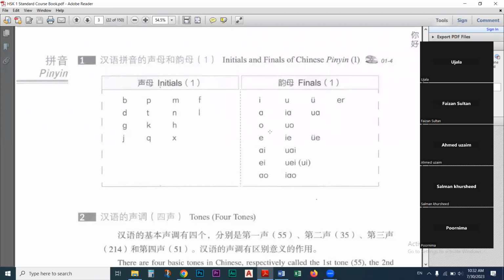The finals here in this table are a lot, and I'm just going to read them one by one. E, U, U. So this is a U with an umlaut. In English, we have two different U's, this U and this U. So this is E, U, this is U, and this is U. When you pronounce this U with an umlaut, you will feel a vibration in your mouth. You need to round your lips and then pronounce this letter.